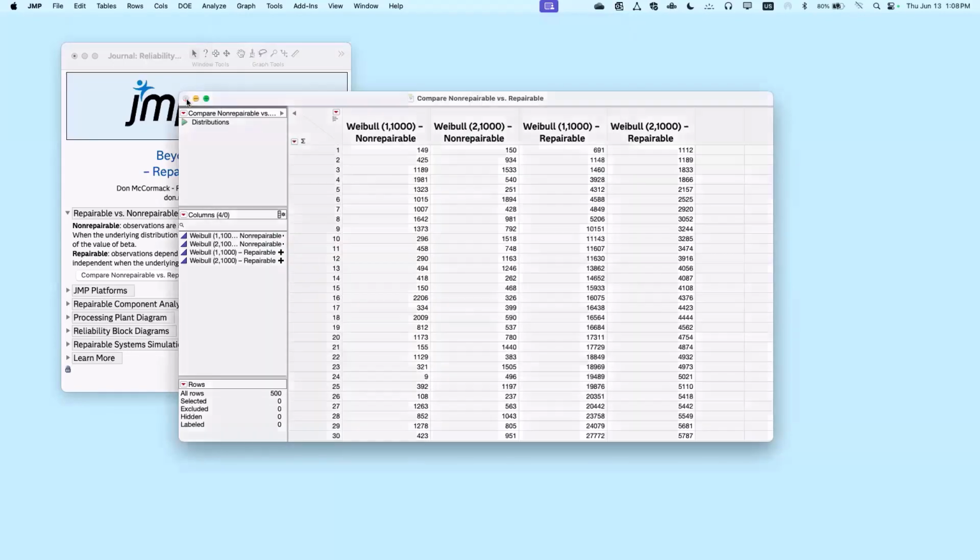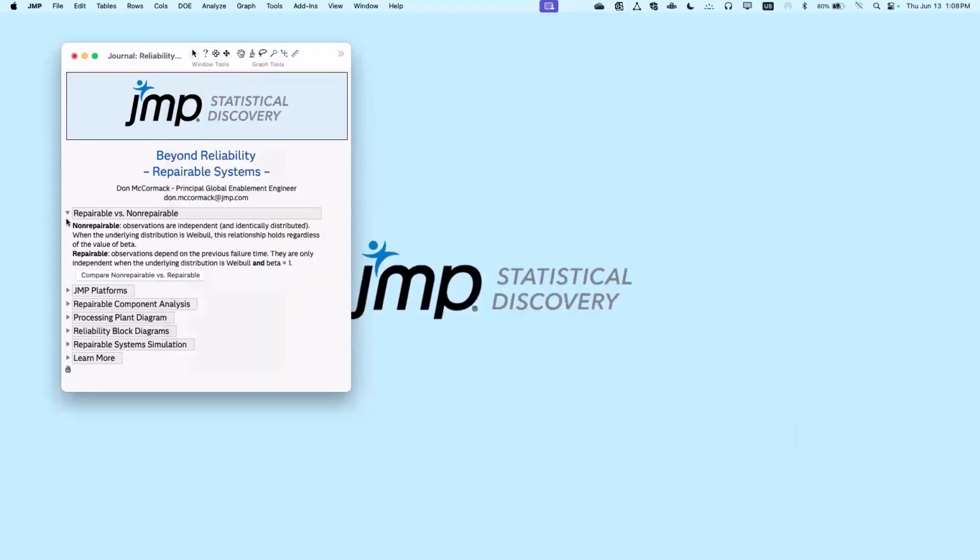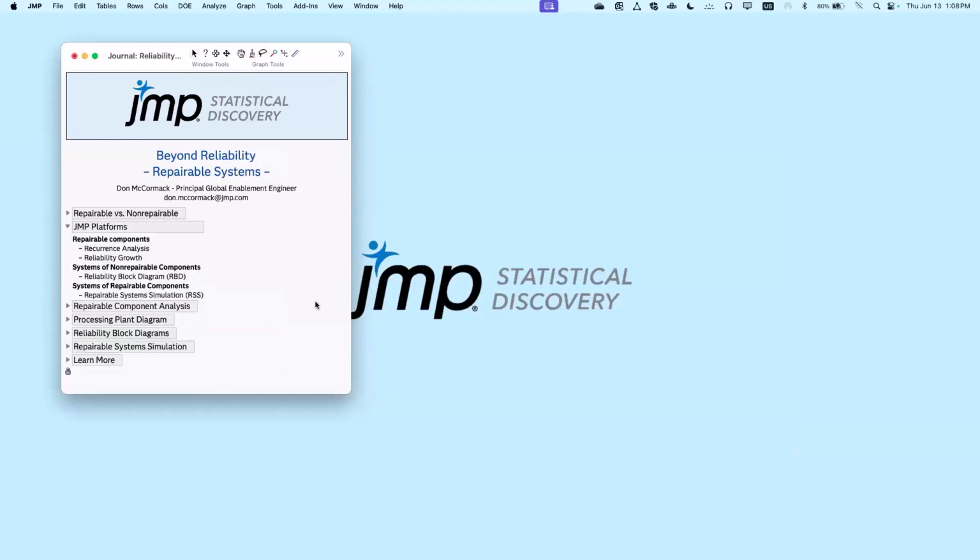Let me move on to some of the JMP platforms that we're going to be dealing with. There are 3 platforms that I'm going to focus on predominantly. 2 of them are for repairable components, and these are going to be in regular JMP. One is Recurrence Analysis, which is probably one of the older reliability platforms within JMP. The other is Reliability Growth. And they do sort of the same thing. However, there are a couple of different features in each of them, and I'm going to point out what those are. The third platform that we're going to talk about is when we have systems of repairable components.